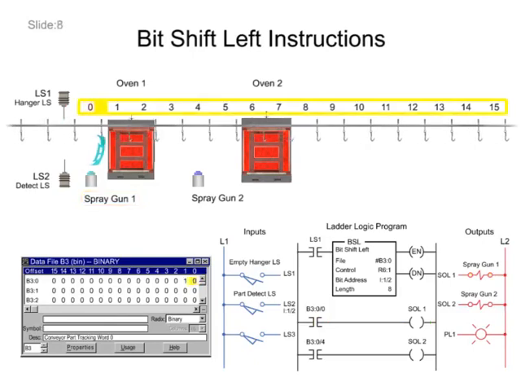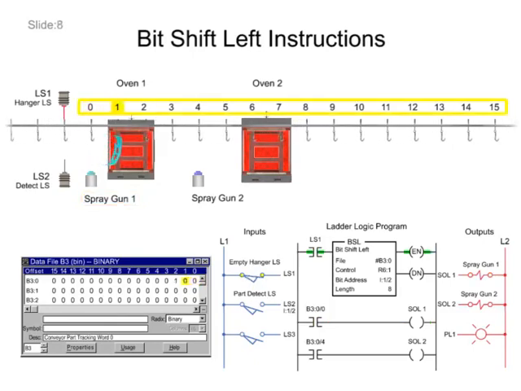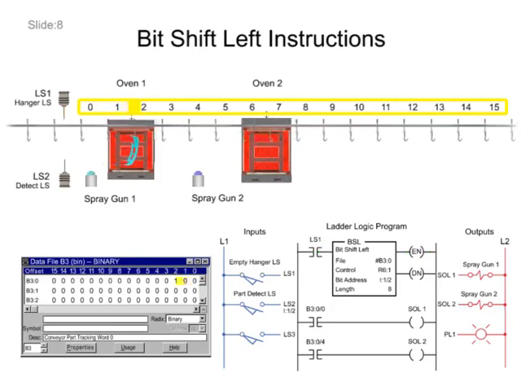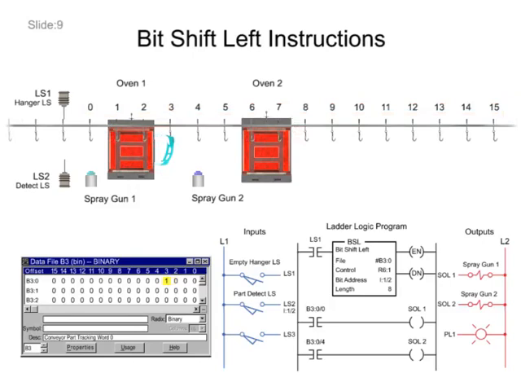As the part continues to move through the process, the status of the bits is continually shifting as the LS1 input transitions from false to true. The part with logic 1 is now located at position 3 in the bit array, at bit 3.